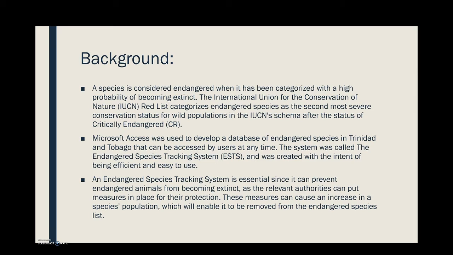An endangered species tracking system is essential since it can prevent endangered animals from becoming extinct, as the relevant authorities can put measures in place for their protection. These measures can cause an increase in a species population, which will enable it to be removed from the endangered species list.